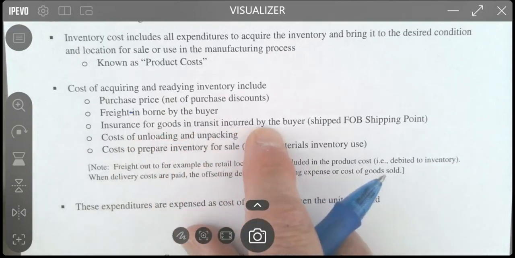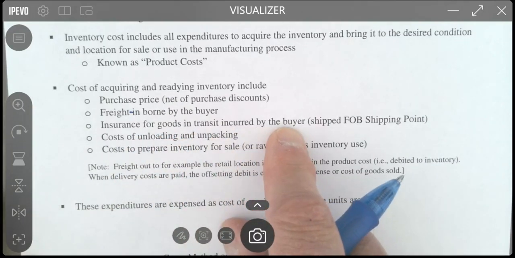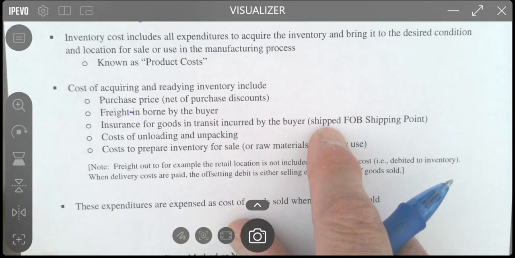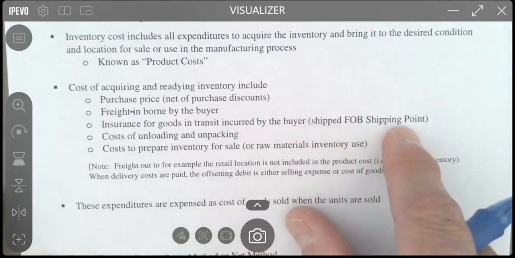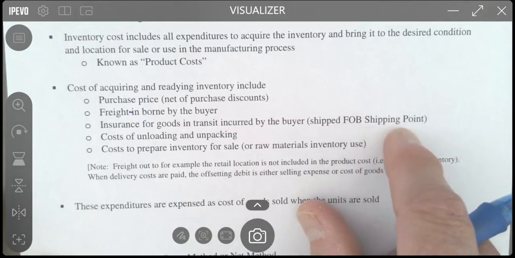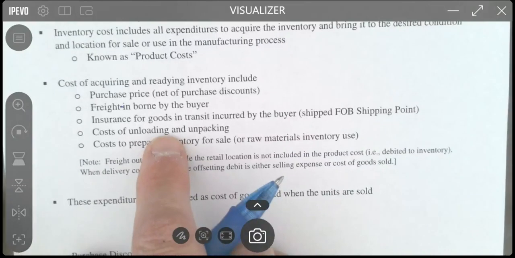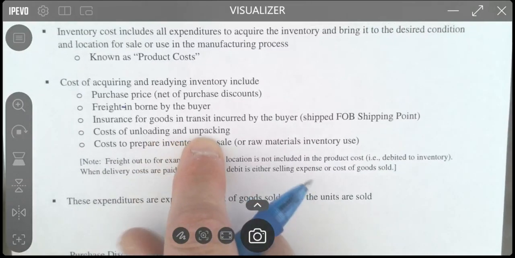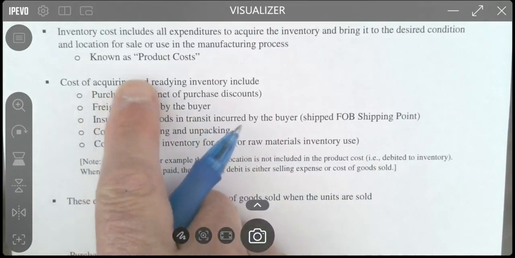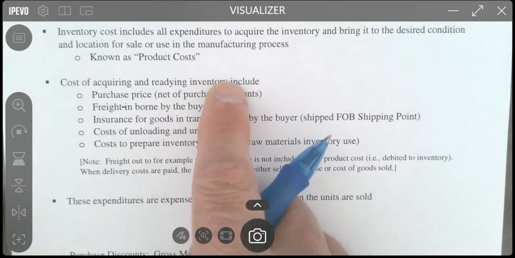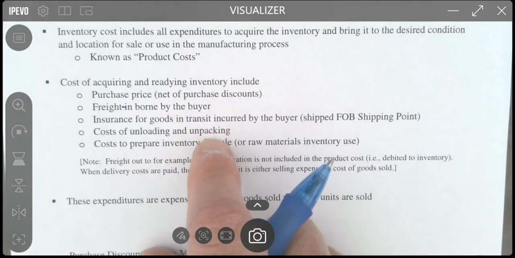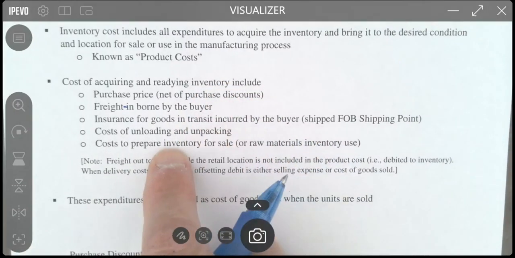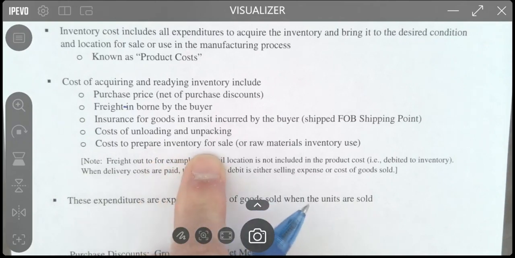Insurance for goods in transit incurred by the buyer. That means the insurance was on it and it was shipped FOB shipping point, the seller's shipping point. Cost of unloading and unpacking the goods are going to be costs of acquiring and readying inventory for sale, and they're going to be included in inventory, and cost to prepare the inventory for sale or raw material inventory used.